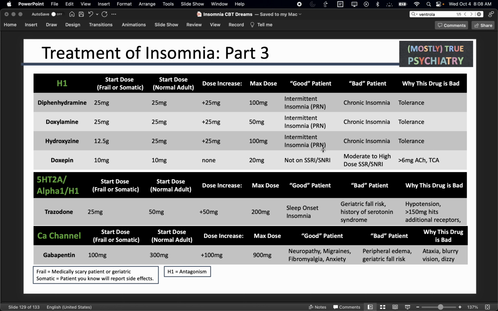Hydroxyzine and diphenhydramine are not particularly great if you have intermittent insomnia. If you use it 2 days out of the week, fine. Try to use it 7 days out of the week, it probably won't work at all.